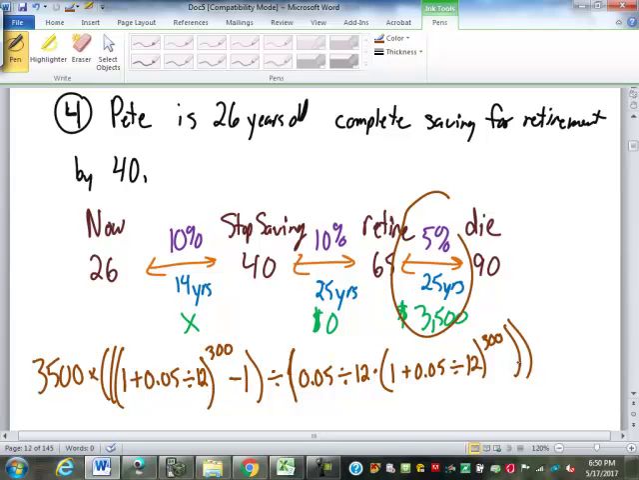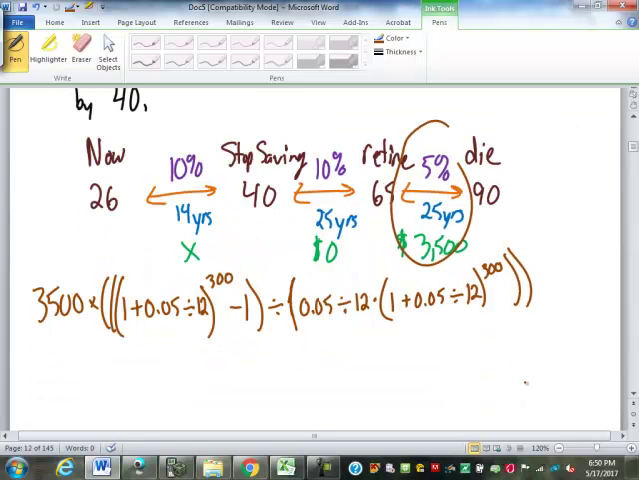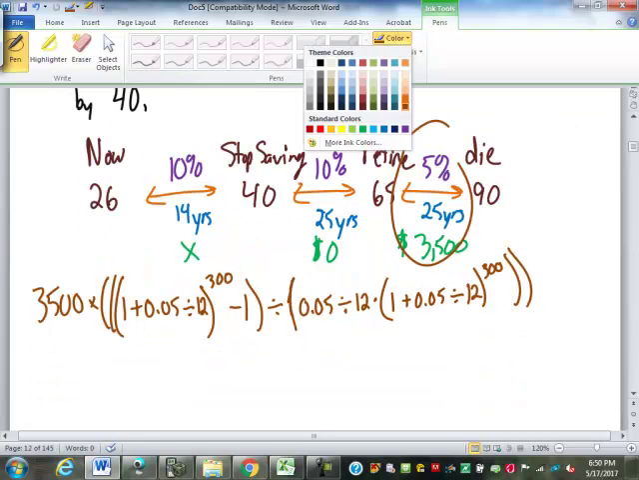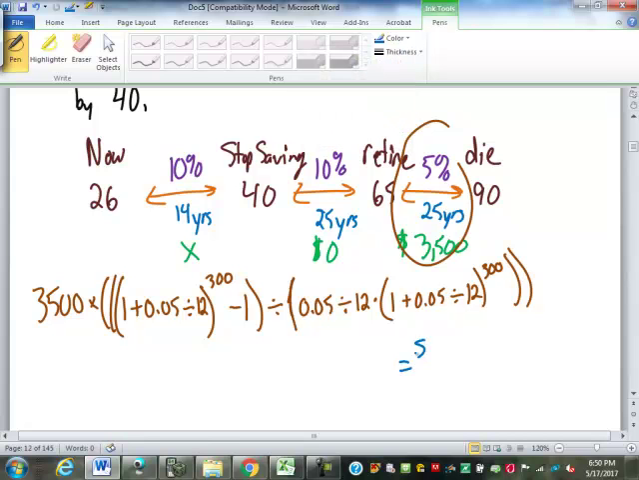Perfect. 1 plus 0.05 divided by 12 to the power of 300, and then close and close. So I'm going to let you guys try to beat me to this.